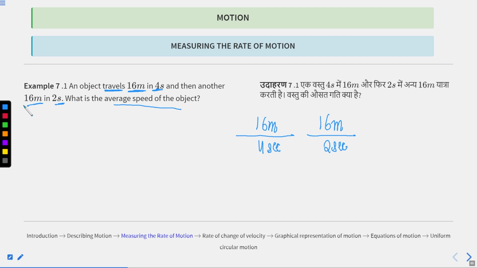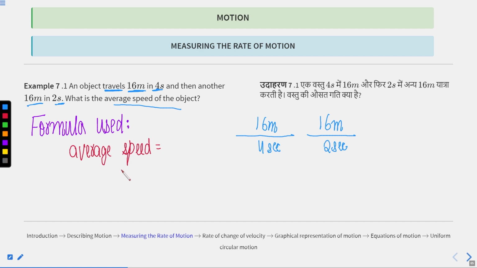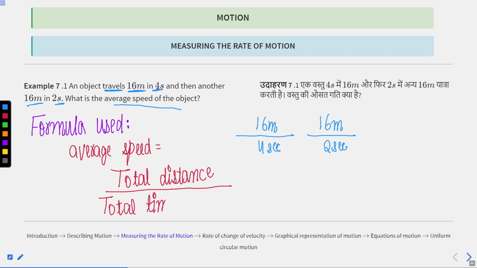So what will be the formula used? The formula used is average speed is equal to total distance divided by total time taken.